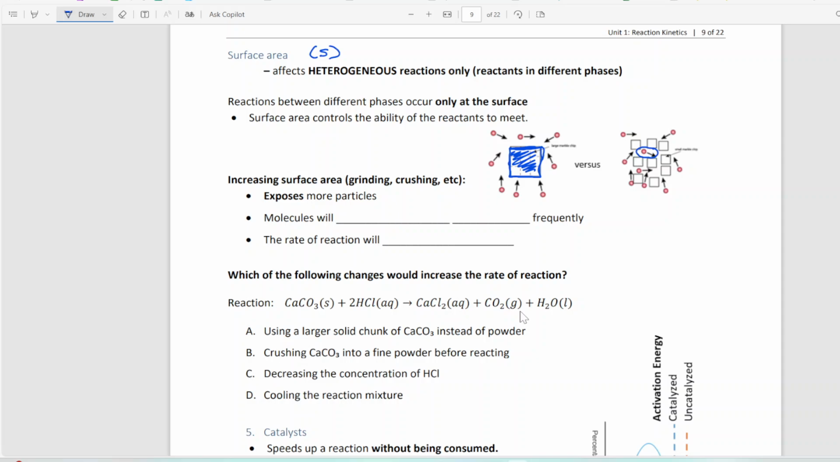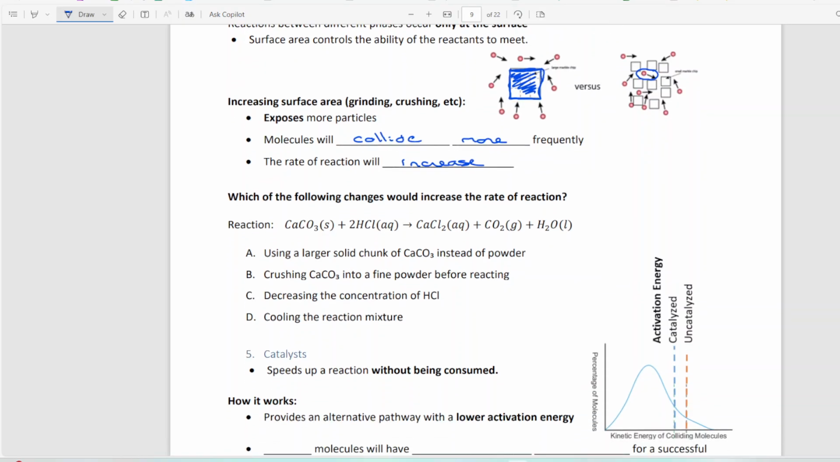So increasing the surface area exposes more particles to react at the surface, and molecules will, here's our famous sentence, collide more frequently, and the rate of reaction will increase. So just a quick little question. Which of the following changes would increase the rate of reaction?